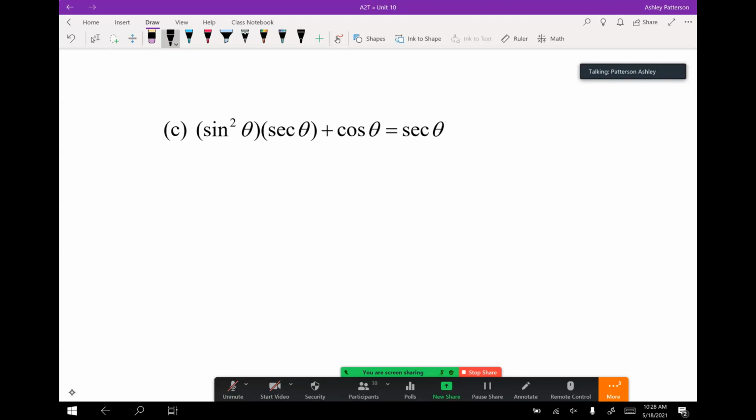So I'm going to keep sine squared theta as is for right now. And then I'm going to change secant to be 1 over cosine theta. And then we have plus cosine theta.